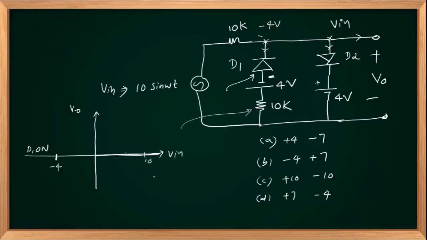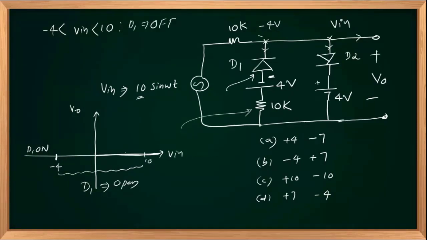So from minus 4 to 10 volts, in this interval, you can see that diode D1 is in open state. That's clear. So if Vin is greater than minus 4 and less than 10, because we are limited by some volts, D1 is in off state. That is clear. Right?